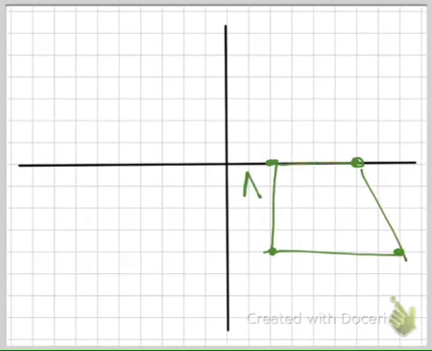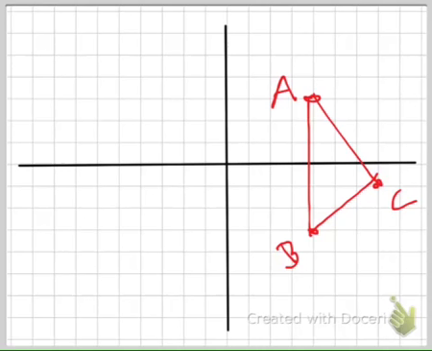We could have another case where we have a triangle, and let's just create a quick little triangle. And we have point A, point B, and point C. Now, I want to reflect that over the x-axis. That means every point has to go over the x-axis. And it doesn't matter if they go in different directions.